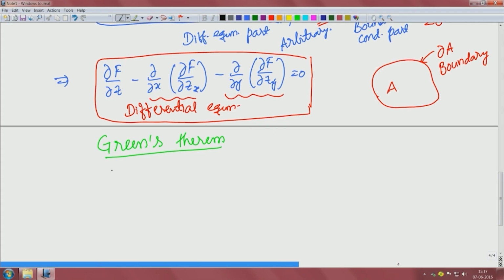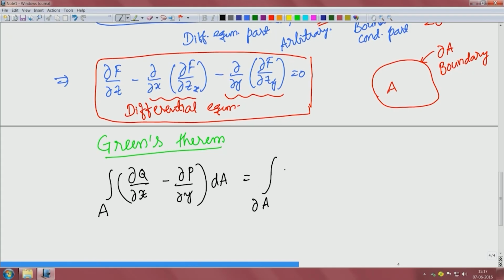What it says is that if I have some area and I have a quantity that looks like this: dou q by dou x minus dou p by dou y over the area, this theorem says that is equivalent to doing, over the boundary, p dx plus q dy. That is what this says.